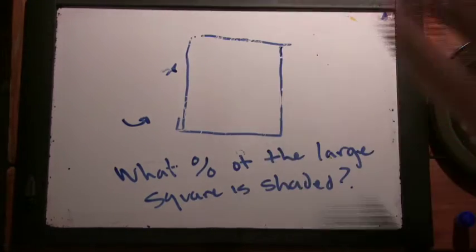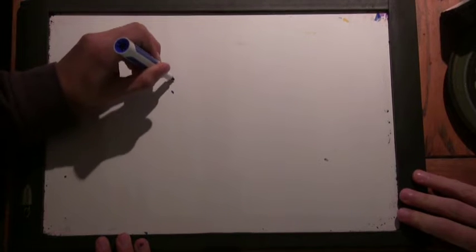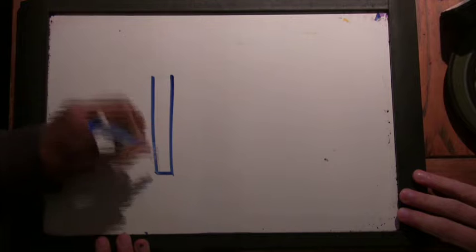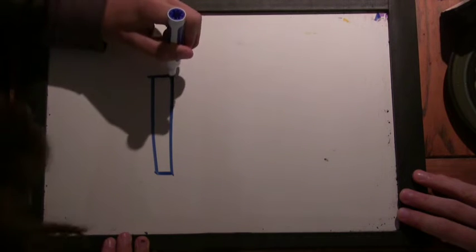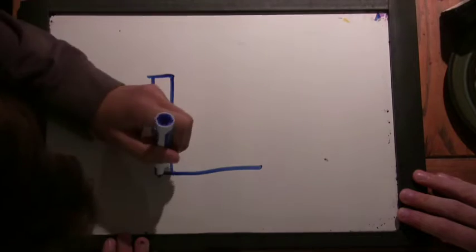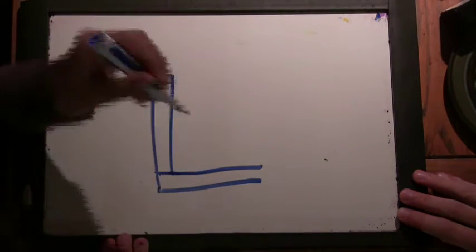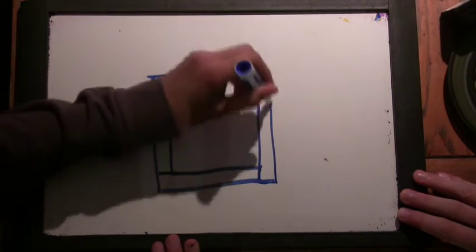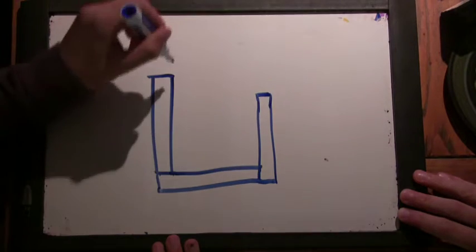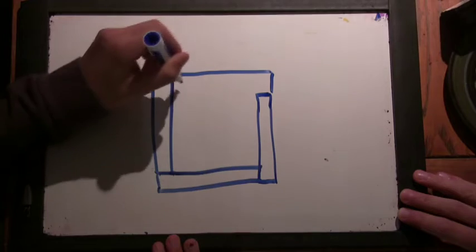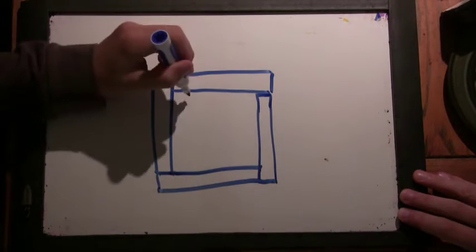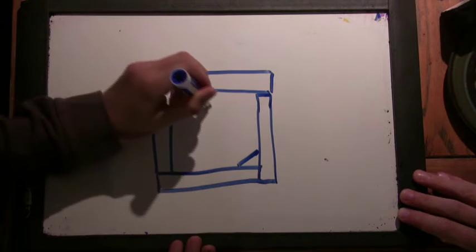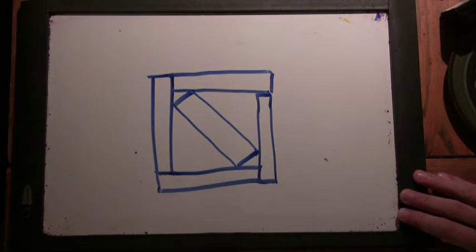Alright, tell you what, let me get these out of here and let's go ahead and draw the picture. So we have it like this, and then we have that one going across. Okay.